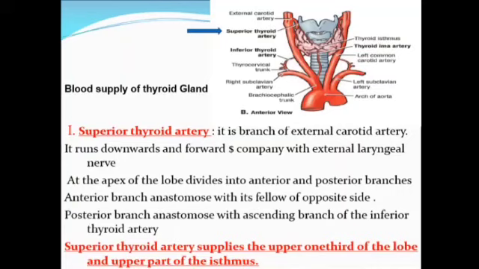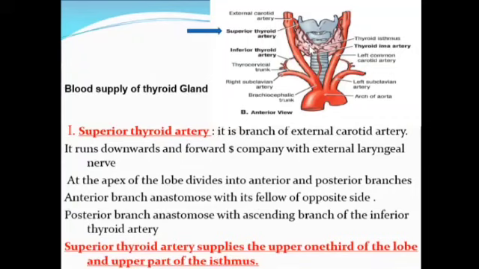In the diagram I have marked this superior thyroid artery with a blue arrow. So the superior thyroid artery is a branch of the external carotid artery. It runs downward and forward, accompanied by the external laryngeal nerve. At the apex of the lobe it divides into anterior and posterior branches.